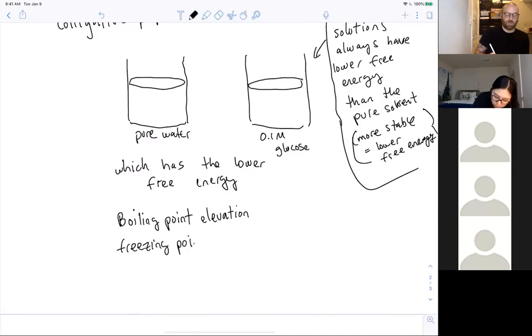So I see freezing point depression. The way to think about that is, because of this stabilization, because the free energy is lower, it takes more energy to make it a gas. You have to put more energy into the system to make it a gas, and I have to take more energy out of the system in order to make it a solid.